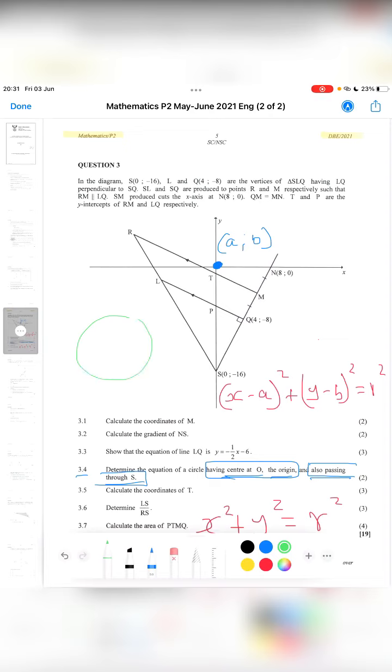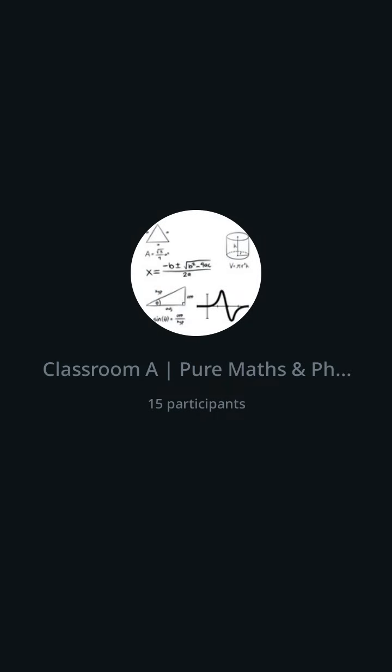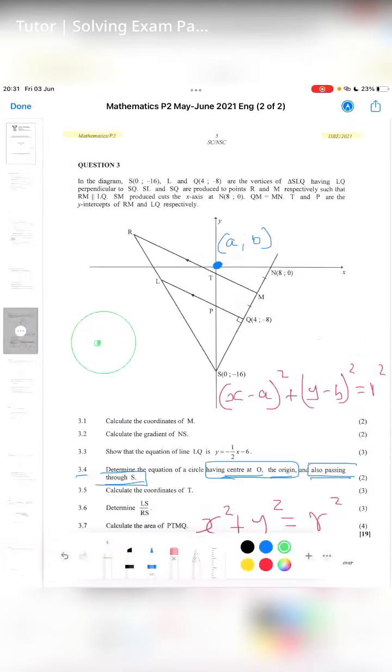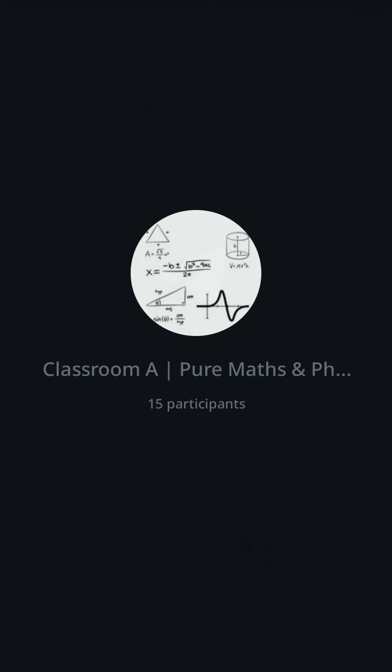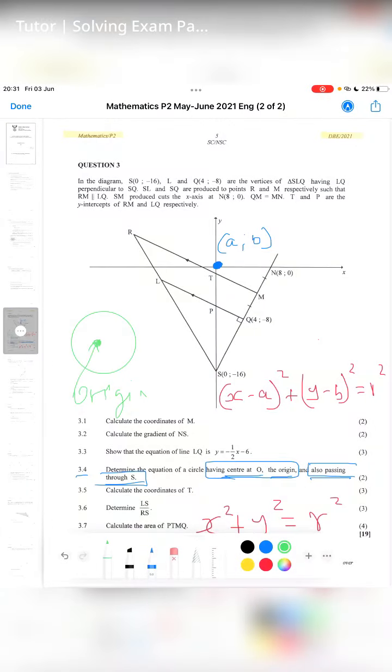A circle is just O, but it has to pass through S. So that means we must have a circle passing through somewhere, and it must also have a center. So the center there is at the origin. And at the center, that's where we have the coordinates of A and B. So it must be passing through a certain point, which in this case, they're saying is point S. So for you to determine an equation of a circle, you just need the center and, again, just one point. And we have all of those. So we're just going to substitute.